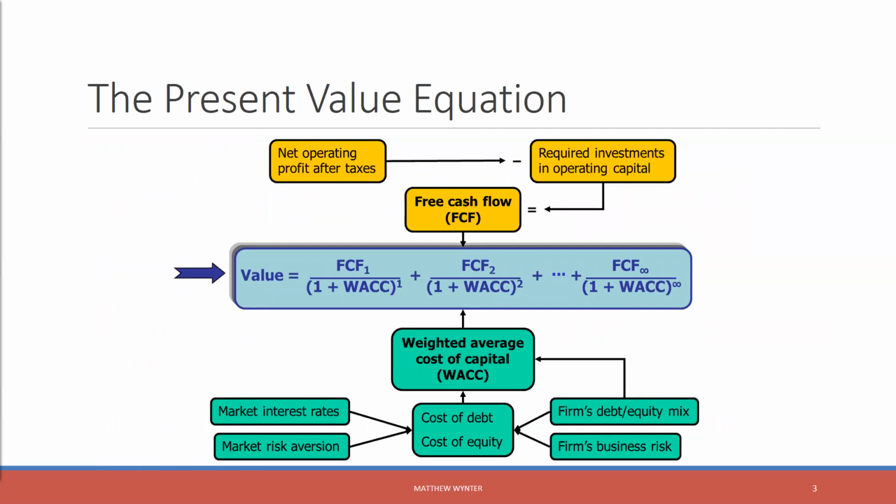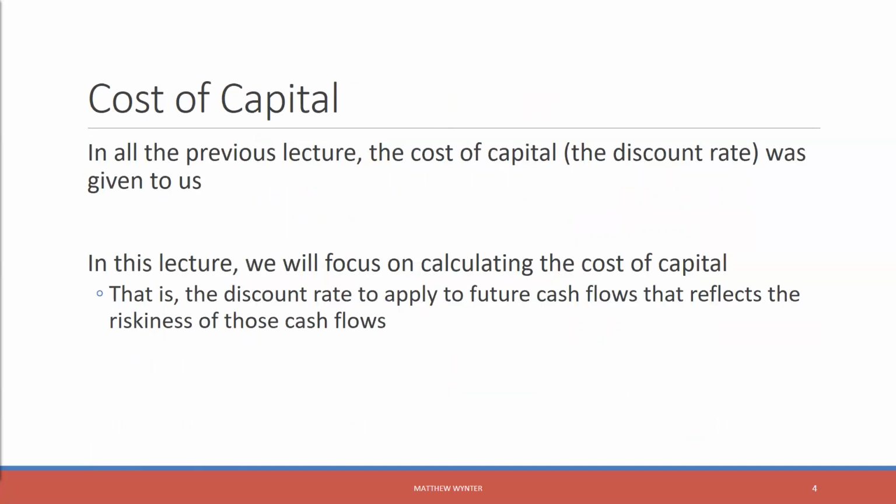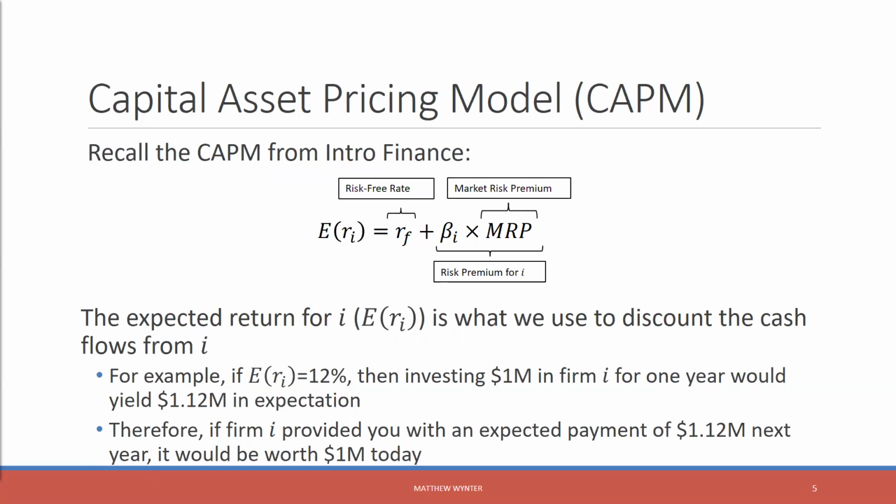So what we notice in our present value equation is in the numerator, we've got our free cash flows. In the denominator, we've got our WACC, our weighted average cost of capital. Now that WACC can be affected by so many things: market interest rates, risk aversion, the firm's mix of debt and equity. Many things can affect the WACC. What makes this lecture different from our previous lectures is that instead of the discount rate being given to us, we're actually going to estimate it. The way that we're going to estimate it is with the CAPM.